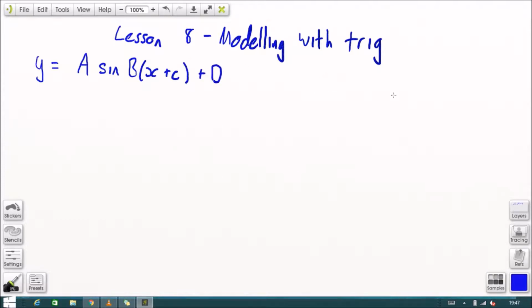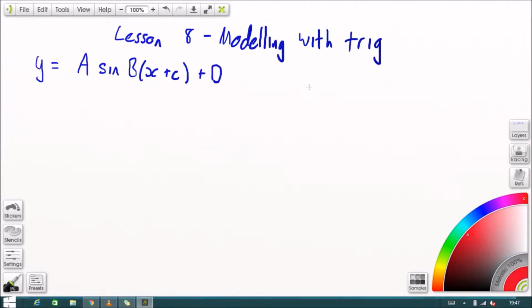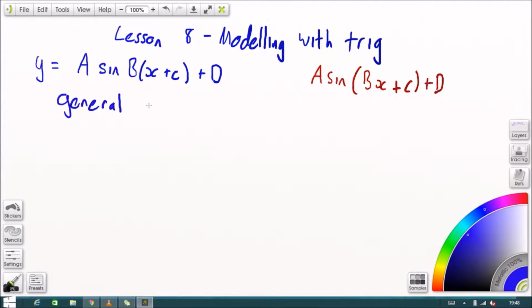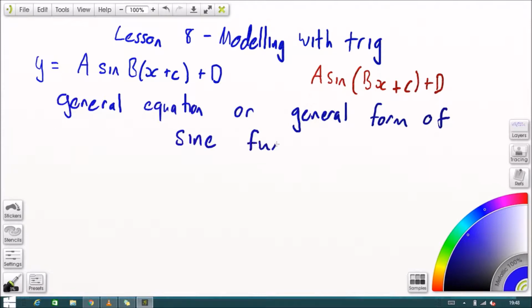Here's my form of sine, which we'll call the general formula or the general equation of sine. And here it is written again. This time b is inside the bracket with x and c. This is called your general equation or general form of a sine graph, and it represents any possible sine function that you could get. Right, so we're going to use this version of it here.